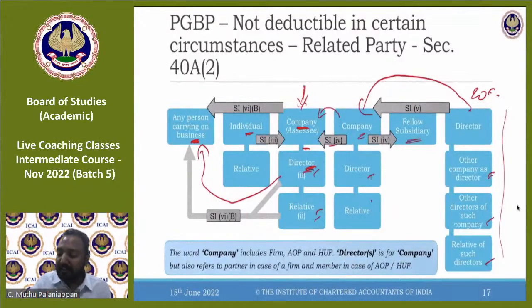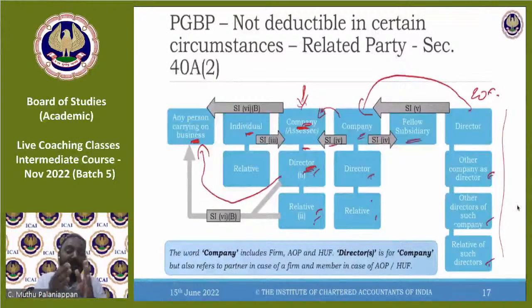And everywhere, the relationship is finally to the company only. We are talking only about the company. So this relative is directly linked to the company. This relative is also linked to the company. So this relative of such director is also linked to the company, correct? So that's what we are actually talking about. So that's about 40A2, which talks about related party.